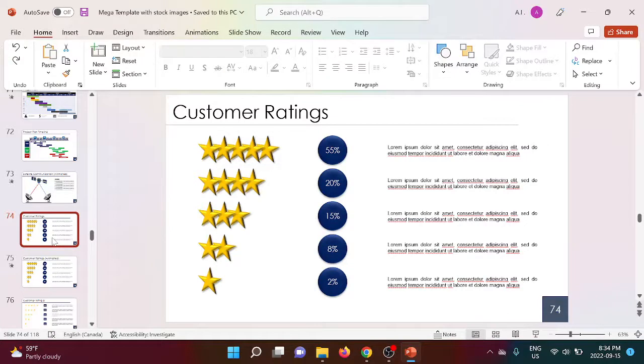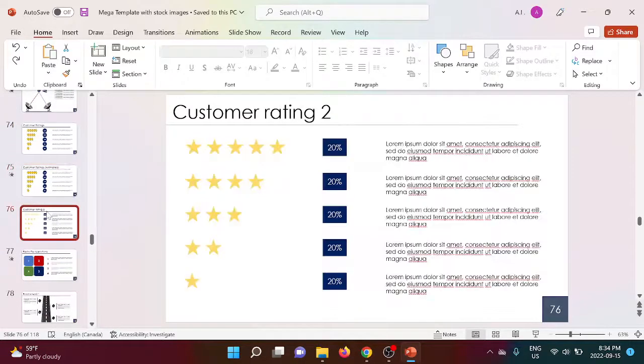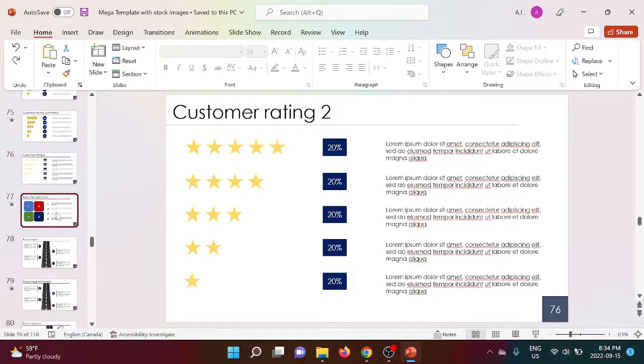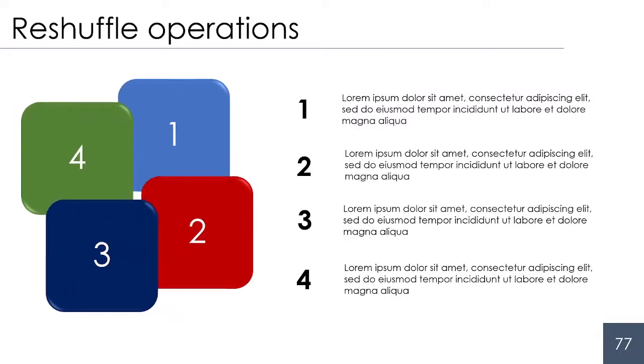74, it's all about customer rating. So 5-star has got 55%, 4-star has got 20%, and so on and so forth. Same thing with 75, same thing with 76. 77 is an animation to show rearranging of operations quickly, and this is how it looks.